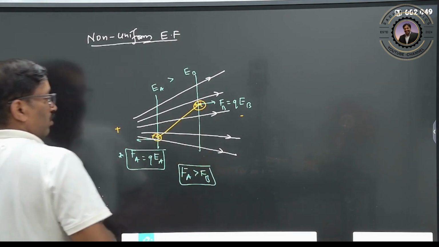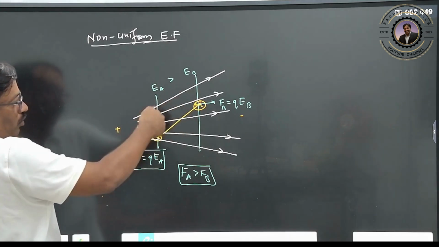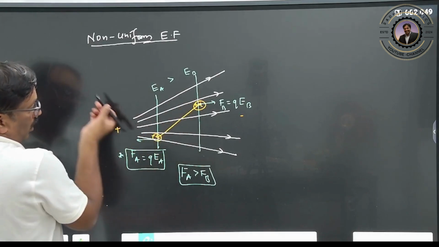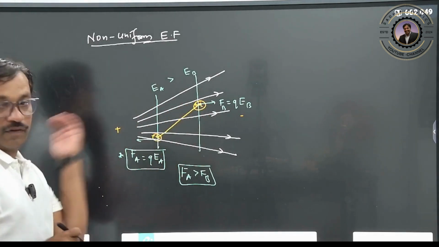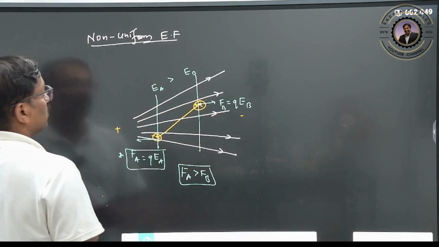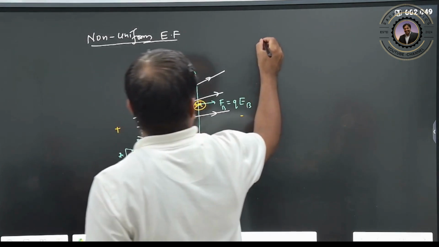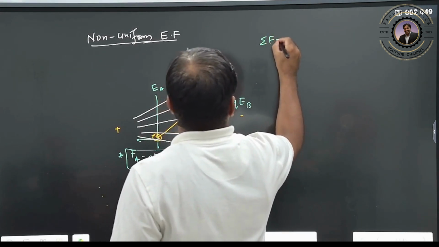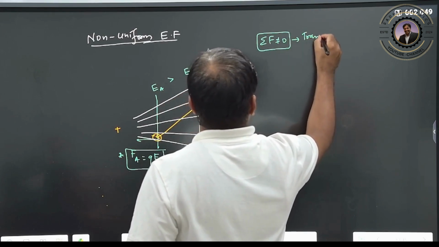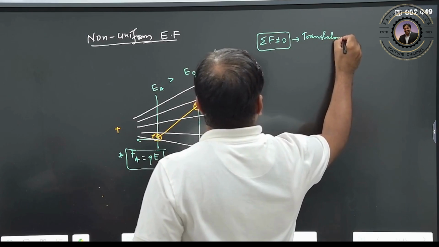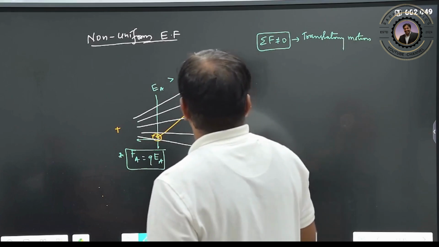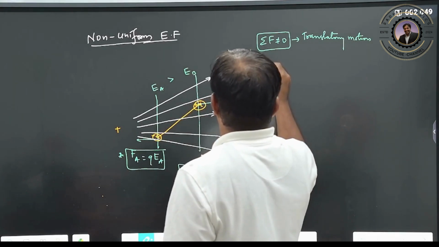So what will happen now? The dipole will be able to rotate and it will be able to move, because the force is there on this side. So the dipole will go toward this side. Therefore the net force is not equal to 0. Therefore the dipole will undergo translatory motion. Clear?